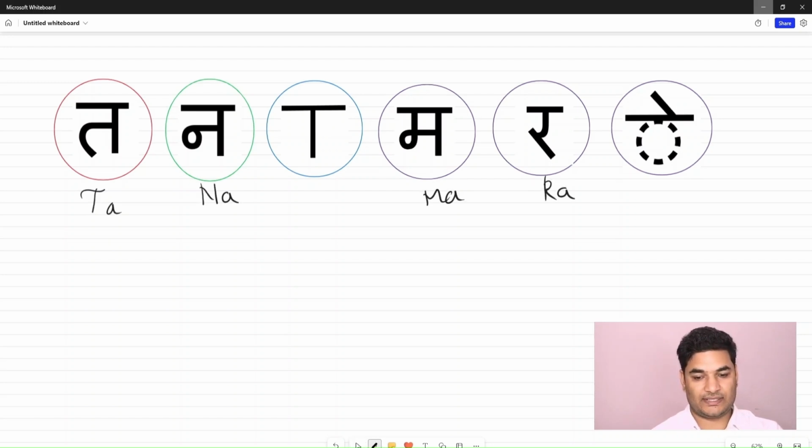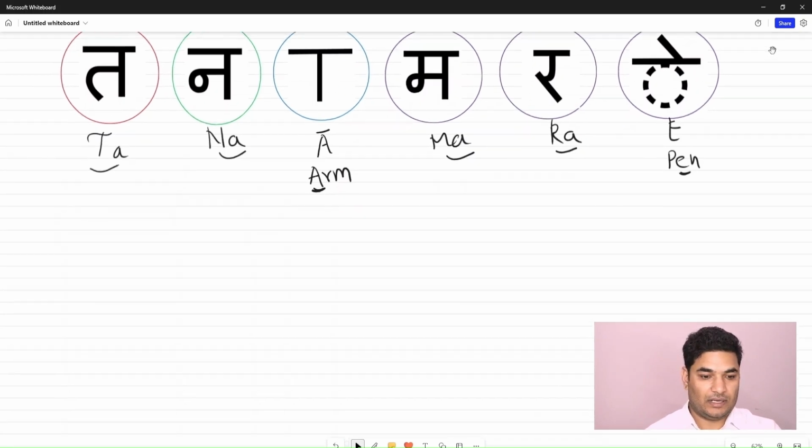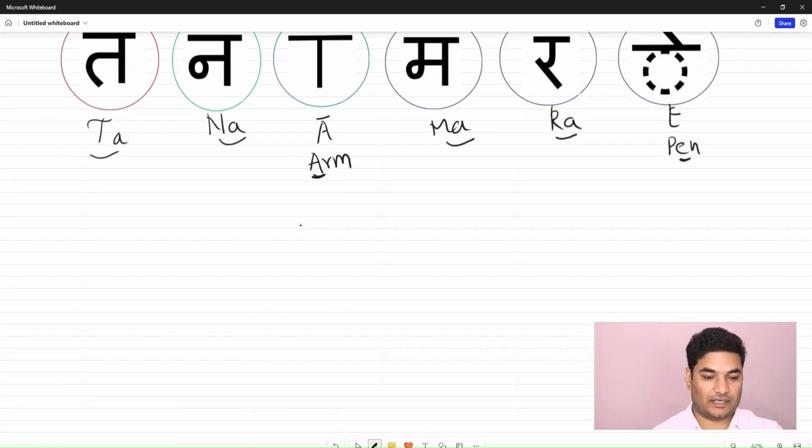So 4 consonants are n, m, and r. Fine. The vowels, their matra forms are a, same pronunciation of a in arm, and then we have a, same pronunciation of a that we have in the word pen. Fine.